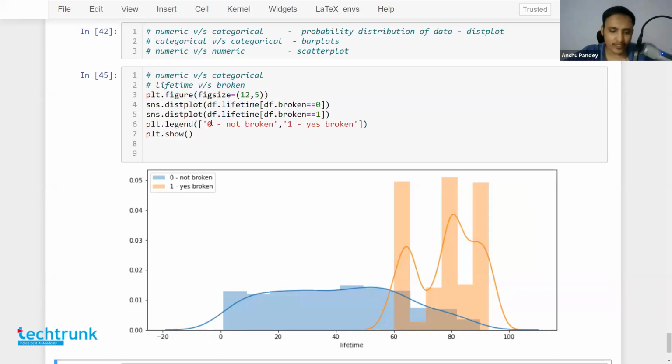So there are two distributions. The x-axis represents the lifetime of the machine. The y-axis represents the probability of each distribution. There are two distributions here which we're comparing, the blue distribution and the red distribution. The blue distribution is the distribution of machines which are not damaged, whereas the red distribution is the distribution of machines which are damaged. Looking at this, what kind of pattern do you think is present here?